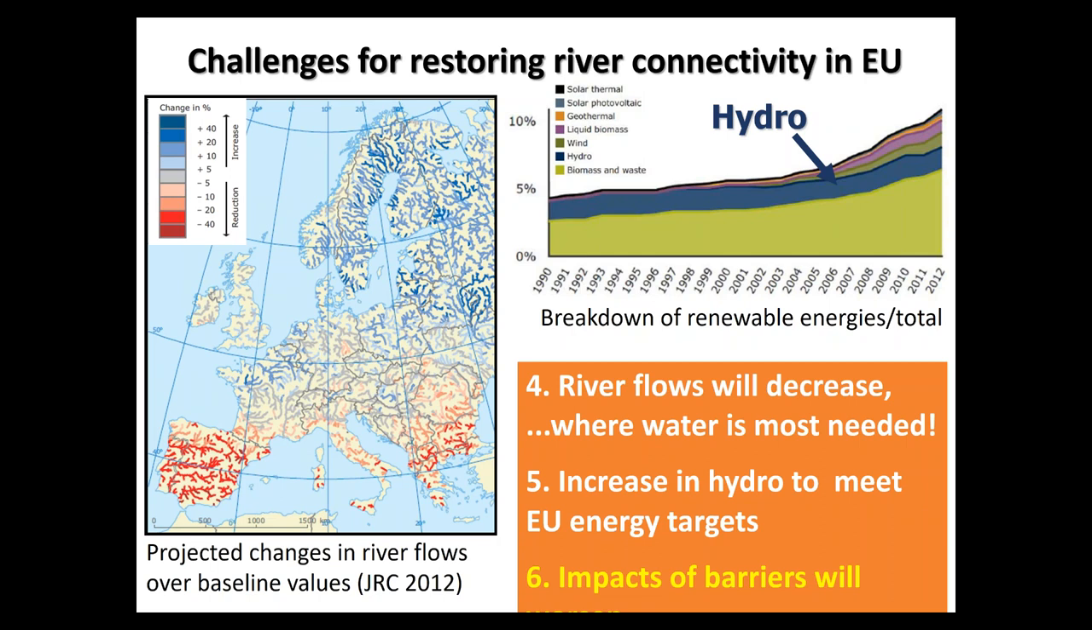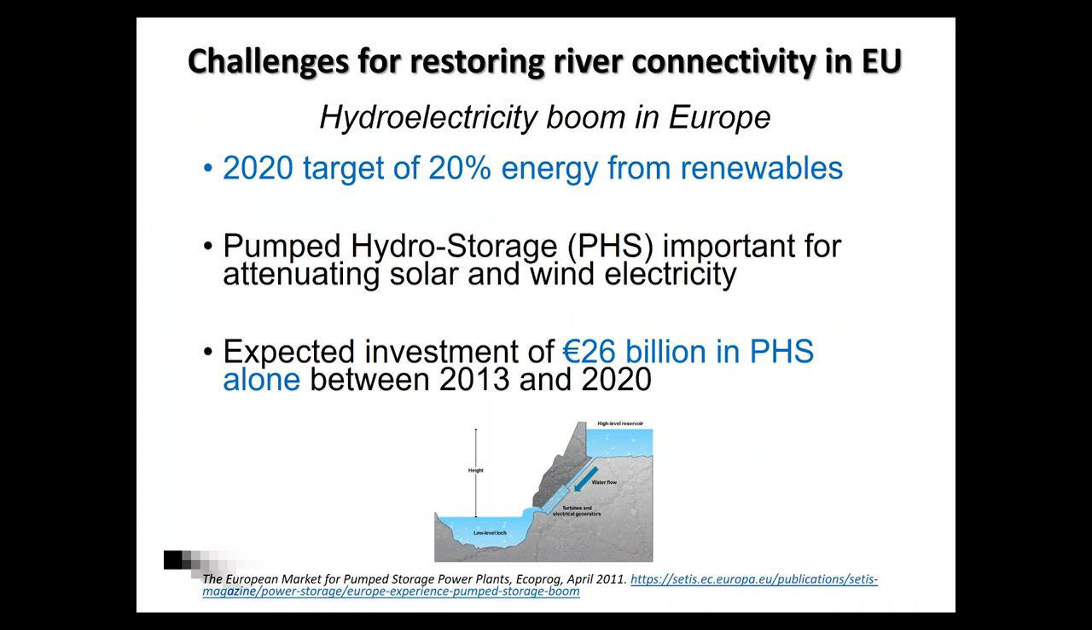Another challenge is that the impact of barriers will certainly worsen because we need barriers for different reasons. For instance, despite the slowing of large dam construction and even the removal of large dams in some countries, hydropower in Europe is experiencing a great boom period, in part due to European funding and the Renewable Energy Directive that has a target of 20% energy from renewable energy by 2020. And this target is likely to be further increased by 2050, to reach the greenhouse gas emission target.